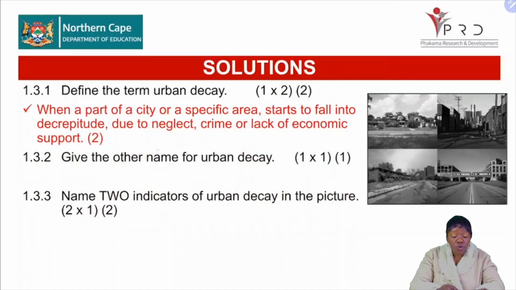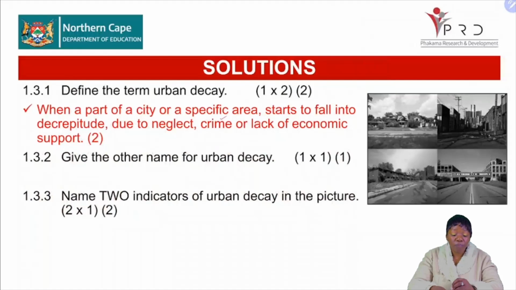decrepitude, due to neglect, that's number 1, as well as crime, as well as the lack of economic support. So why is there crime? Because those buildings are not taken care of. Why is there a lack of economic support? Remember we said because these buildings are abandoned, hence the services will also be lacking.